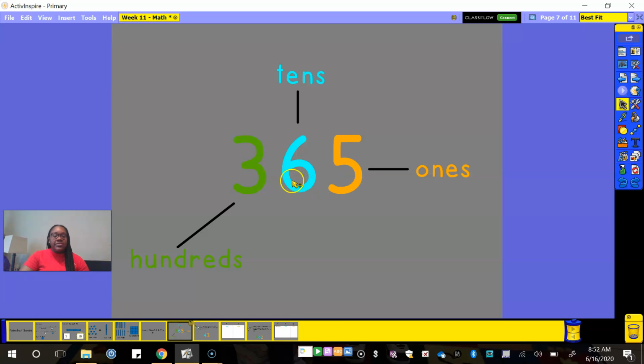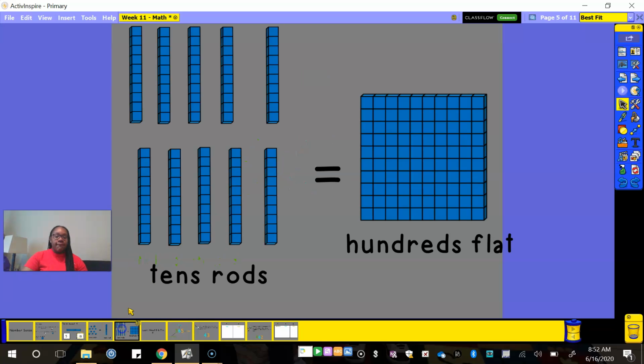This is the number 6. And the 6 is in the tens place. Can you say that? Tens place. Good job. And so if I wanted to show this amount, that means this 6 is really worth 60. So I would use 6 of these tens rods to show 60.